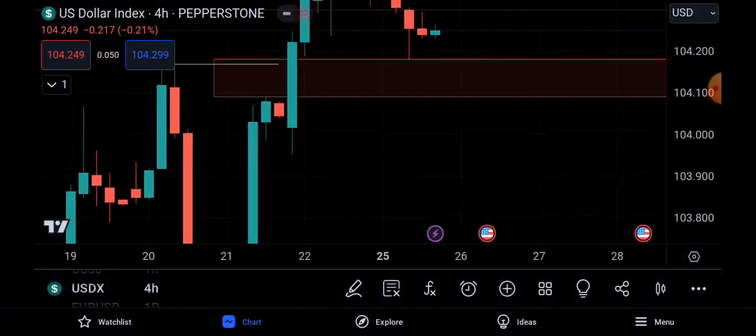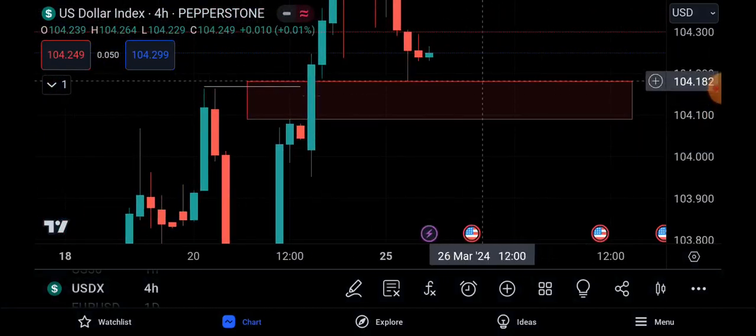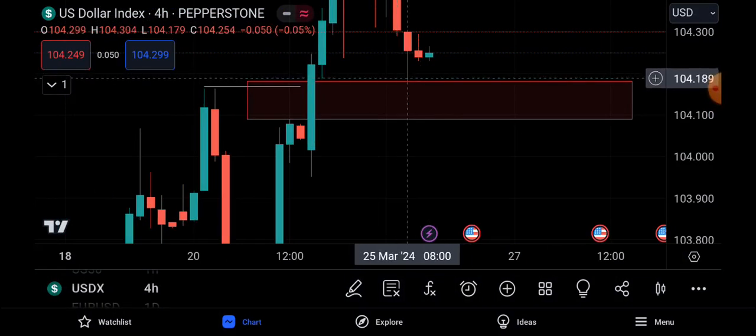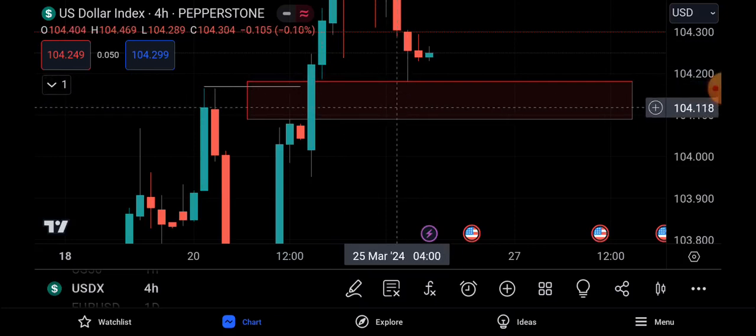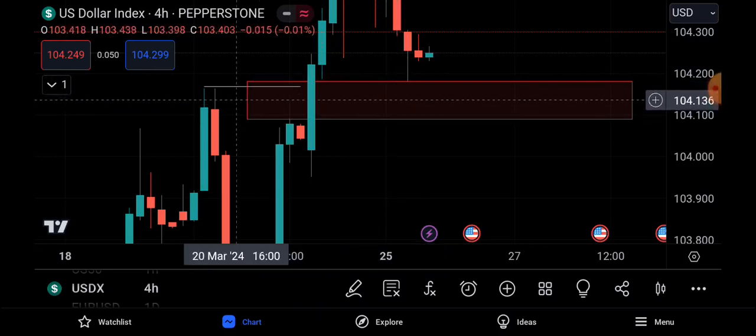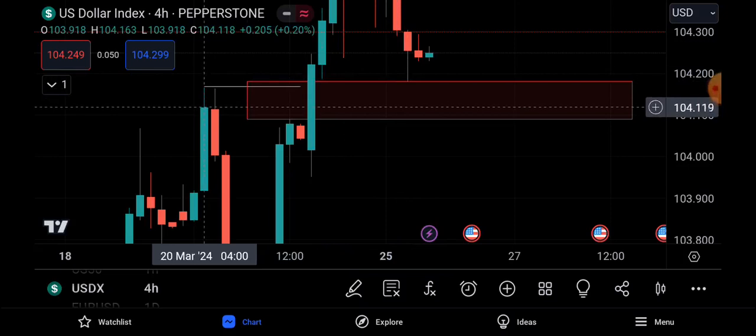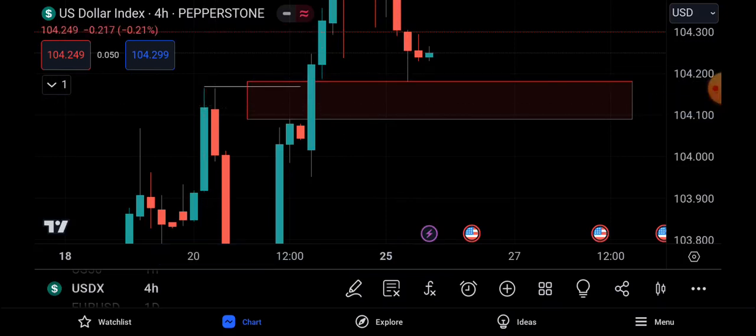On the 4-hour time frame, I am seeing equal lows right here between this low and this low. We have created equal lows. We also have a fair value gap right here. We also have a breaker block, and I'll consider this a breaker block right there as well.